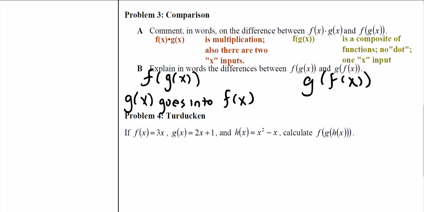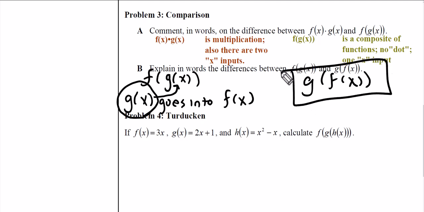So how about the differences between f of g of x and g of f of x? Well, f of g of x means that g of x goes into f of x. Remember turducken. So the order is important here. f of g of x is telling us take g of x, put it inside of f, see what happens.